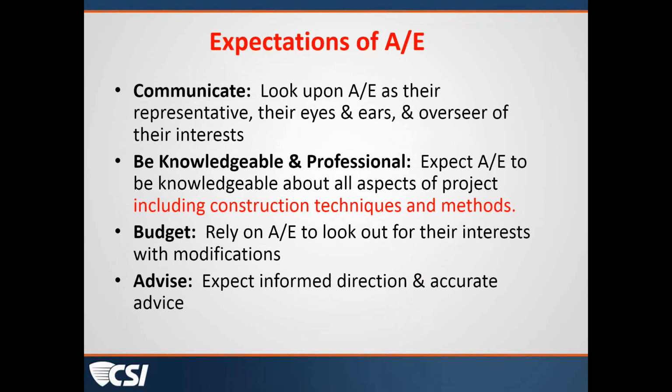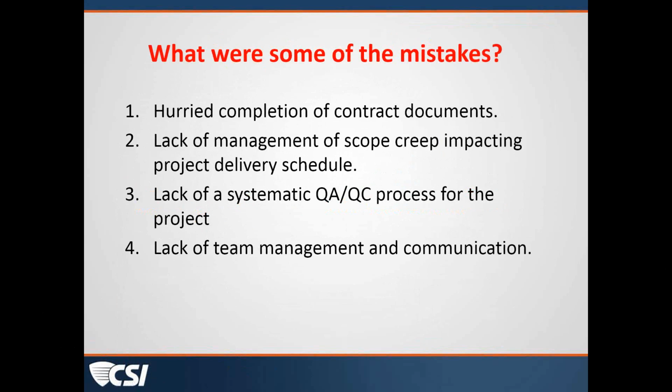So if we take a look at the next slide, what some of the mistakes may have been in this scenario: maybe there wasn't sufficient time scheduled to pull the contract documents together, to let them mature and age and be coordinated. There may have been issues in this project with scope creep, which impacted the delivery schedule for the construction documents. And the QA/QC time frame was eroded by continuing to develop the drawings originally.